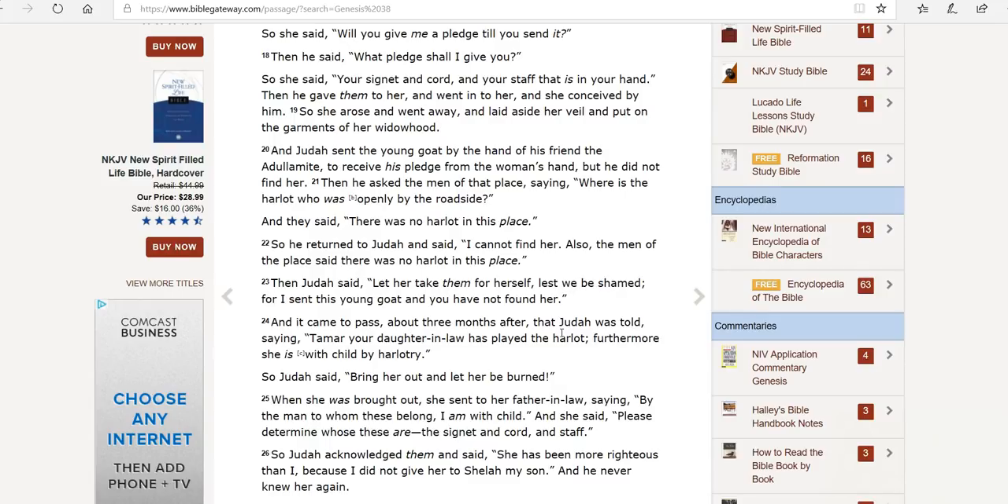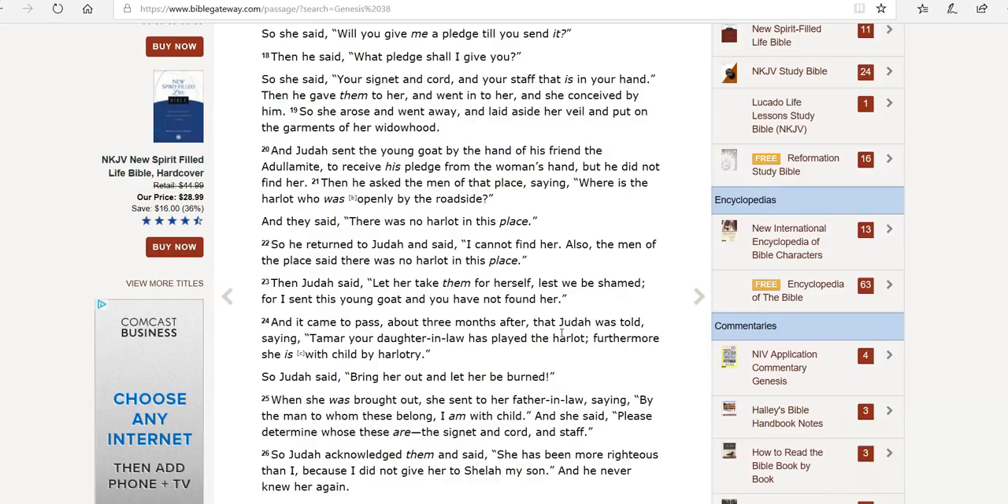And so it came to pass after 3 months that Judah was told, saying, Tamar, your daughter-in-law, has played the harlot, and furthermore, she is with child by harlotry. So Judah said, bring her out and let her be burned.